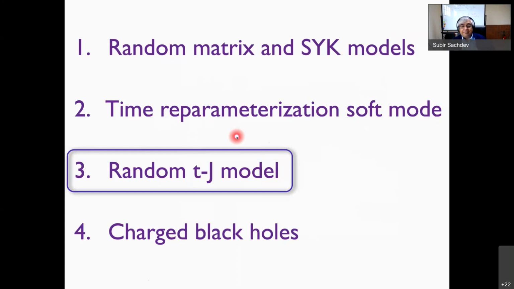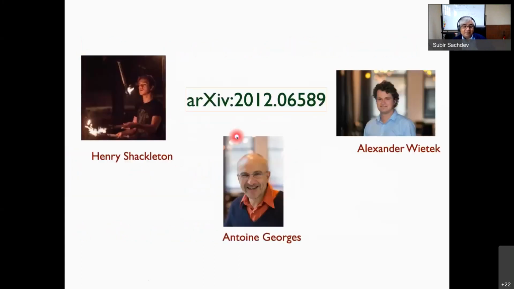All right, so now let me talk about some more recent work on a more physical model with the random TJ model. So now I'm going to really try to motivate things from the cuprates and see how far we can get, using models which are somewhere between reality and the SYK model.